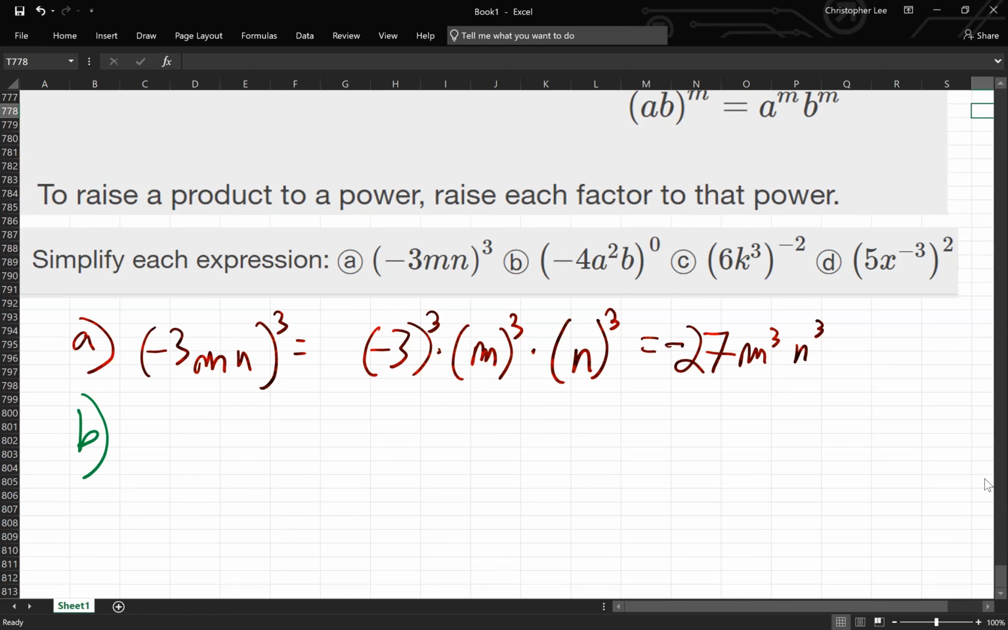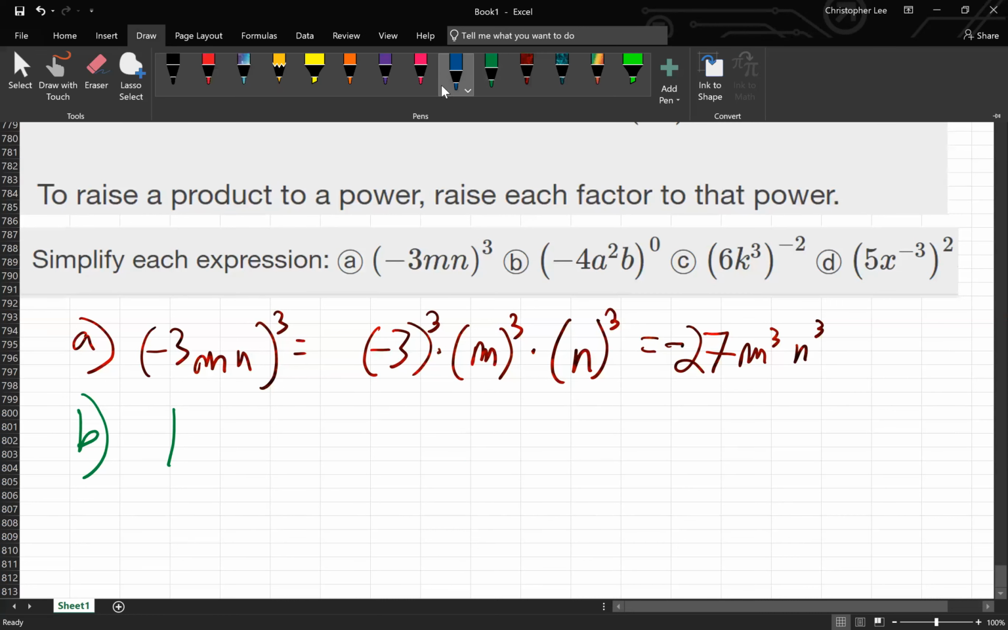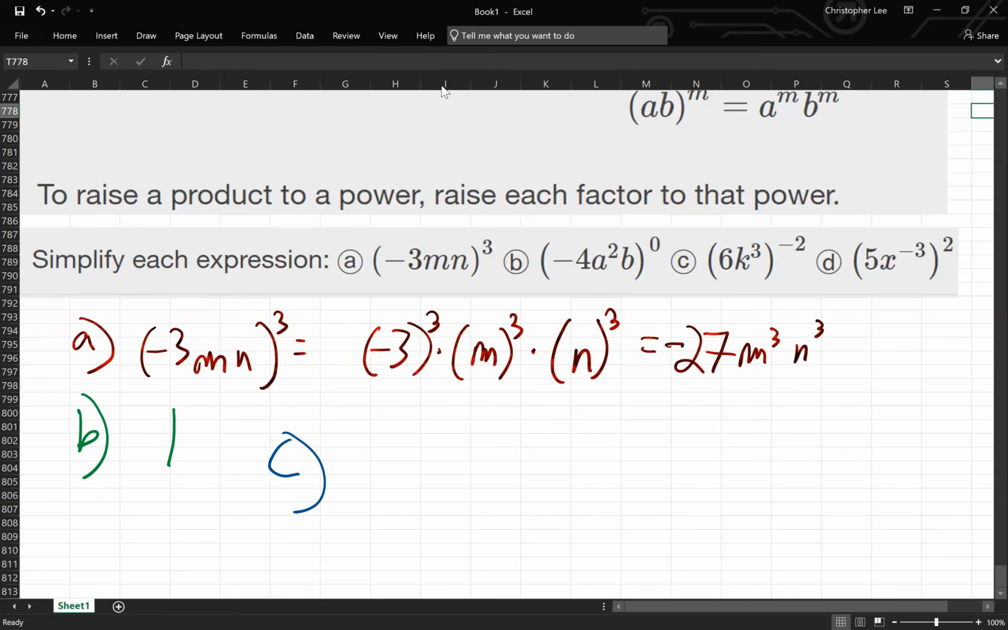B. What's the answer? Yeah, it is one. Good job. All right. C. I have 6 to the k to the third power raised to the -2 power. What's gonna happen? Tell me.